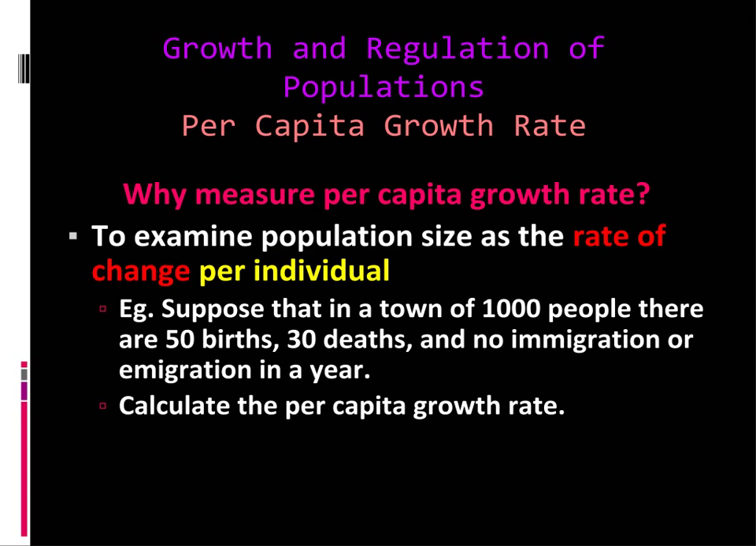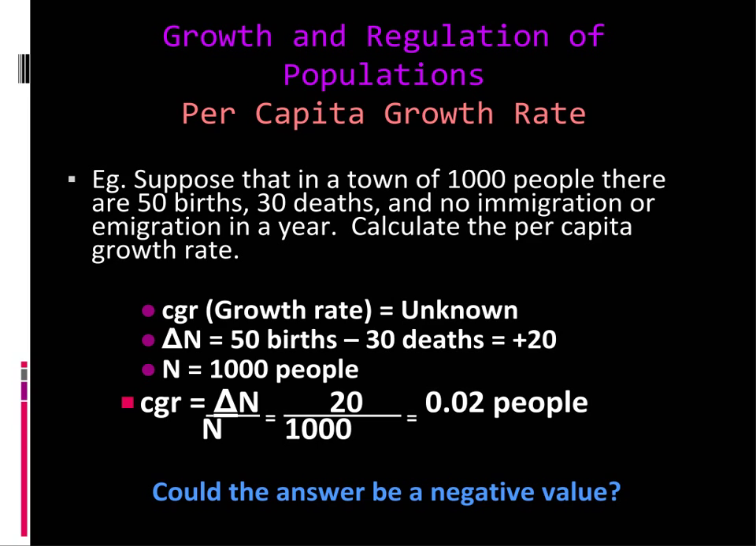Suppose that in a town of 100 people, there are 50 births, 30 deaths, no emigration and no immigration. Calculate the per capita growth rate. Well, to do so, we have to take our change in N, which is 50 births minus the 30 deaths, a difference of positive 20 people. Our original number of people was 100. Put those into our formula. Here's our 20, here's our 100, and we get a per capita growth rate of 0.2.